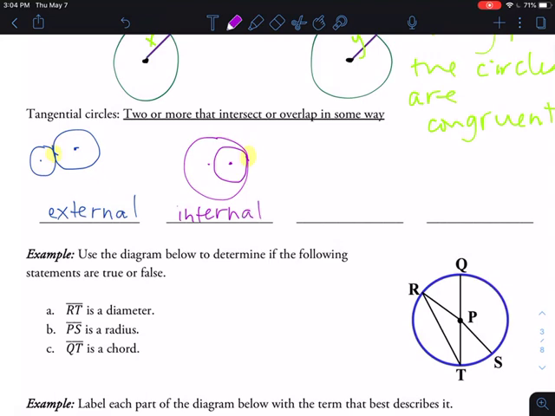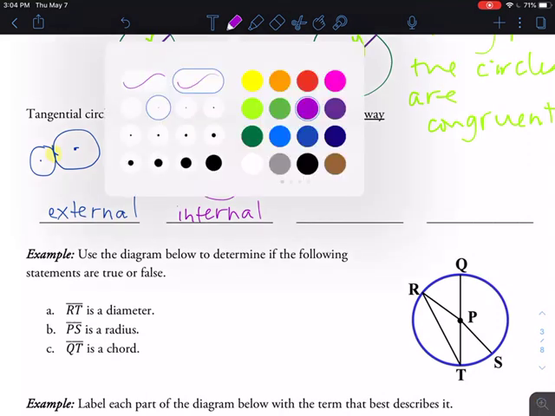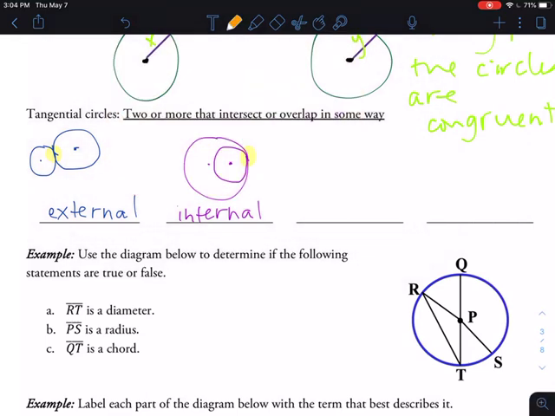Now, the next 2 are kind of interesting because they're not tangential in the same way, but they fall into this category because they do overlap, okay? So this one we would call intersecting. Ooh, that's a little bad at the end there. Let's try that again.